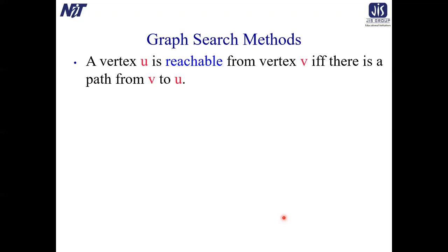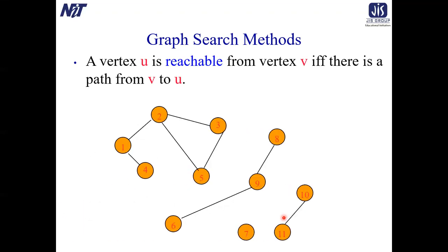A vertex U is reachable from vertex V if and only if there is a path from V to U. So look at the example. In this graph, from 1 to 2 there is a path. So 1, 2, 5, 3, there are paths.